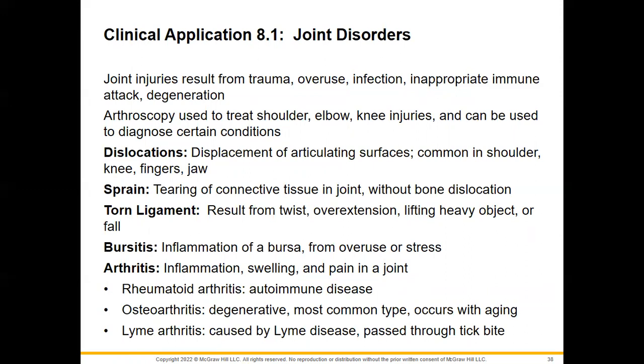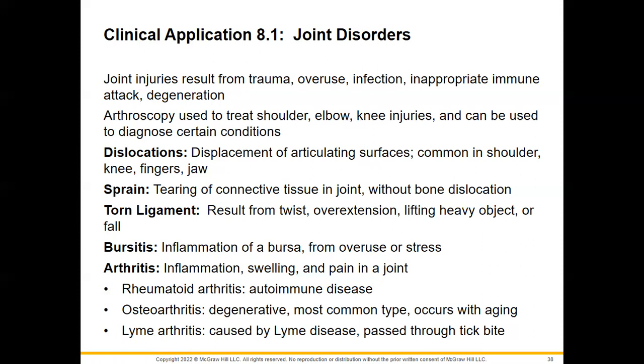Inappropriate immune attack. So if your immune system decides to turn on your joints, that can cause an autoimmune disease that affects your joints. You also have some degradation. So again, just that aging process where the joints start to break down can cause problems.